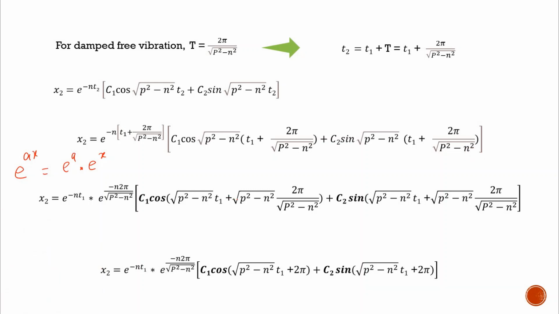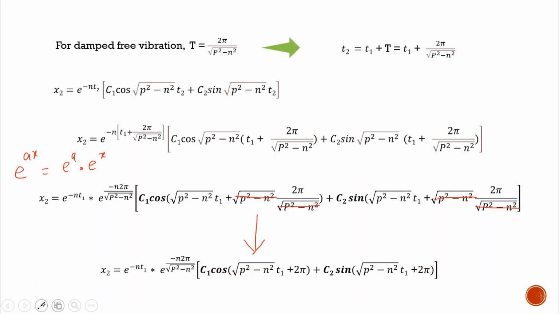Now look at this. Here in this term, you can see root p square minus n square into 2 pi by root p square minus n square, so these two terms will cancel each other. And here also these two terms will cancel each other. Then the equation becomes x is equal to e raised to minus nt1 into e raised to minus n into 2 pi by root of p square minus n square into c1 cos root p square minus n square into t1 plus 2 pi, because these two terms get cancelled, and c2 sine root p square minus n square t1 plus 2 pi. And what is cos 2 pi plus theta?